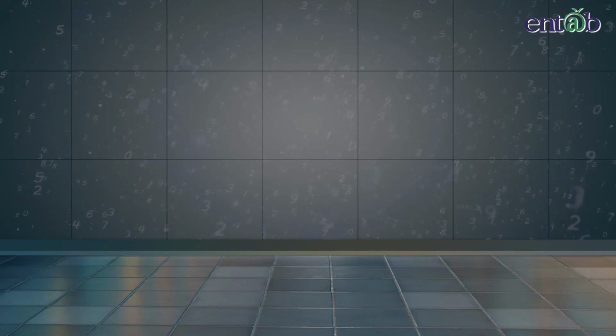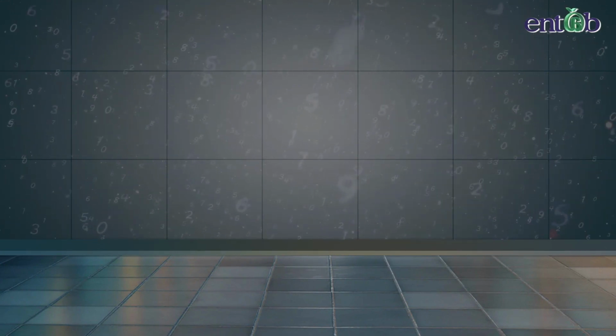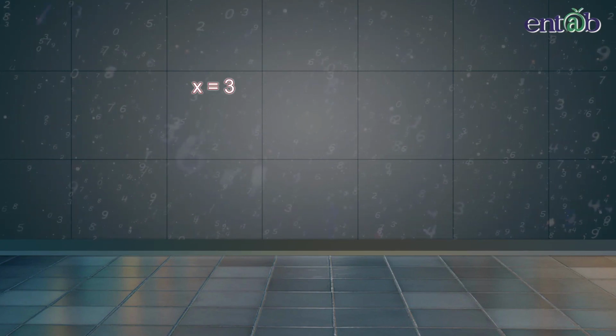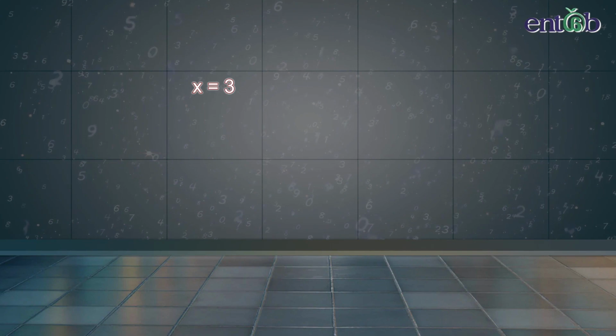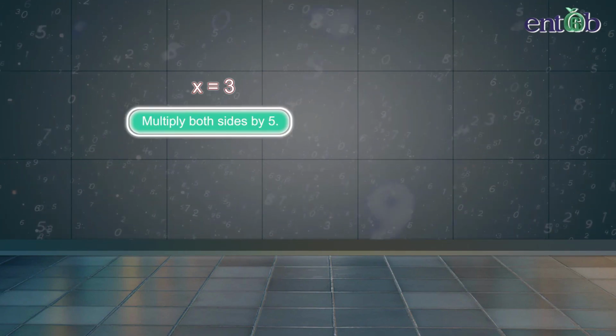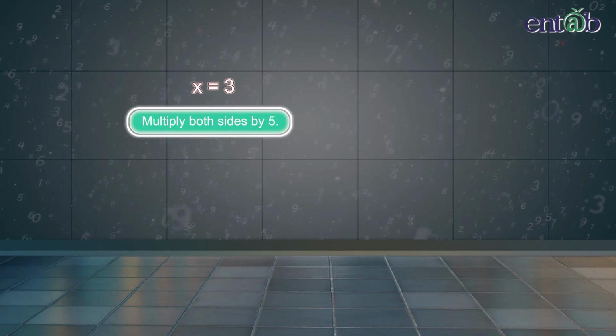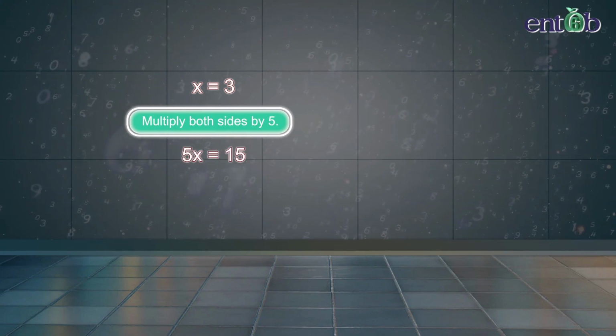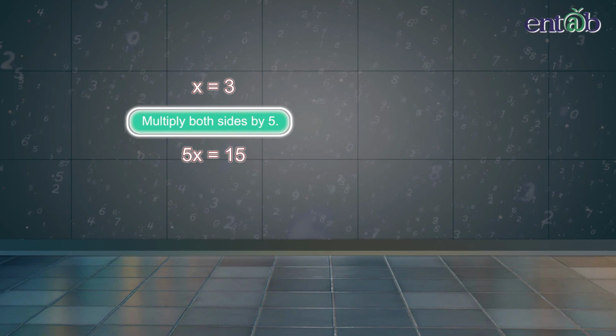But do you know that you can also form an equation from the solution? Yes, you heard it right. We can obtain an equation from the solution. For example, let us consider x = 3. Now, let us multiply both sides by 5. Then, x = 3 can be written as 5x = 15.